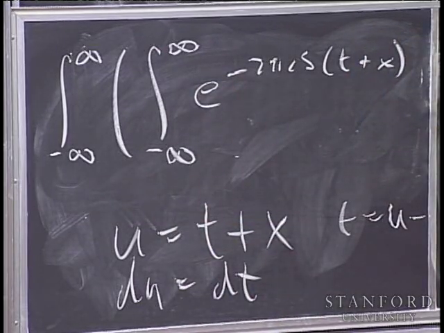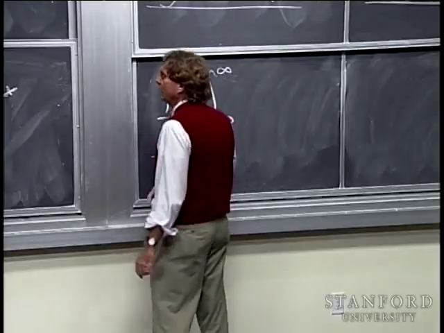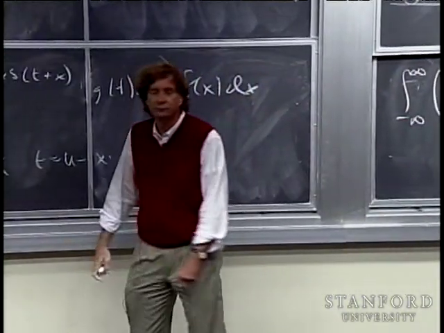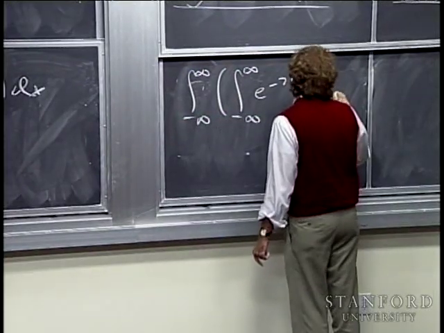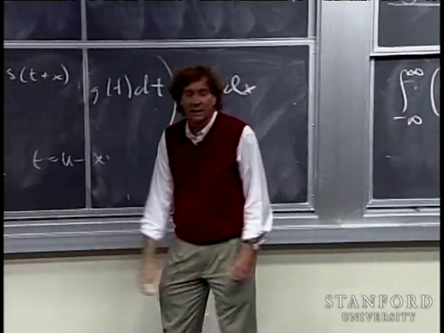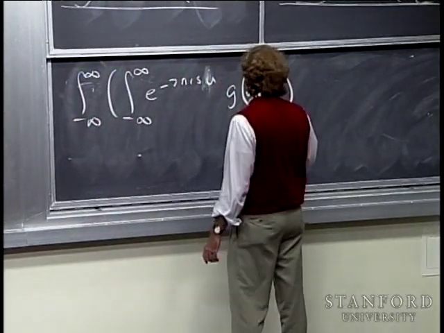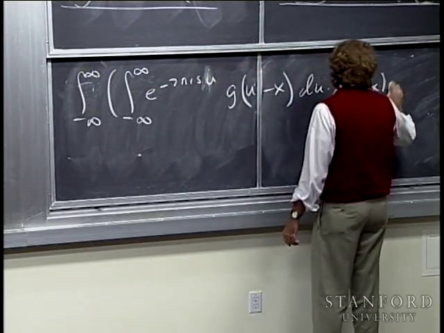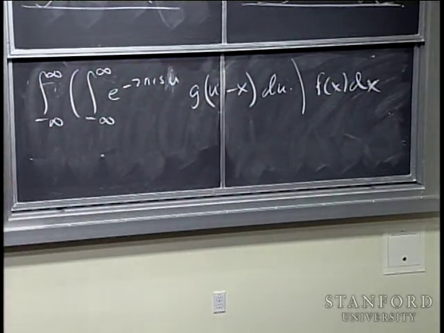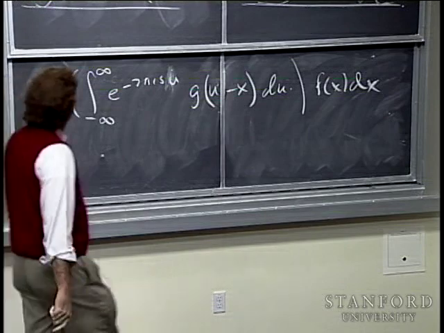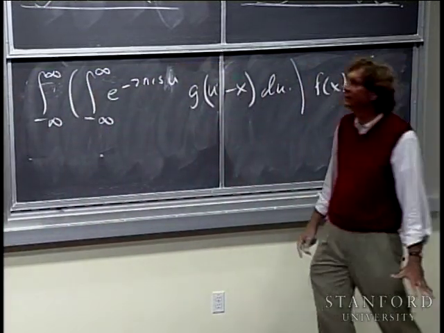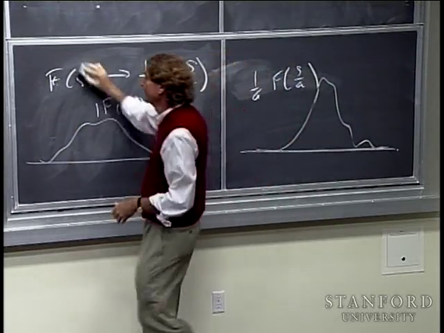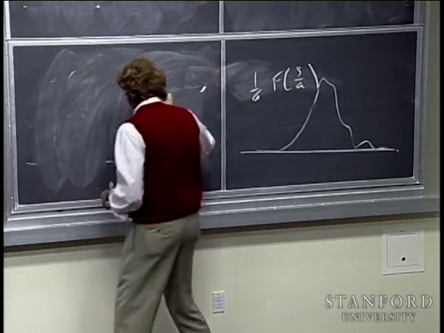So I get the integral from minus infinity to infinity of the integral from minus infinity to infinity of e to the minus 2 pi i s times t plus x, which is u, g of t, which is u minus x, du, then integrate with respect to x, f of x dx. Cool. May seem pointless, but it's not. Now I'm going to swap the order of integration. Instead of integrating du dx, I'm going to integrate dx du.